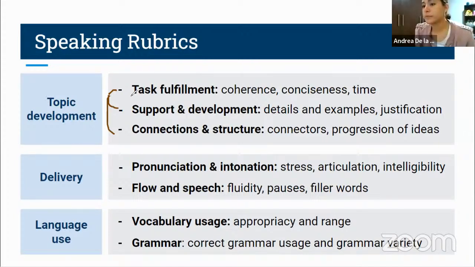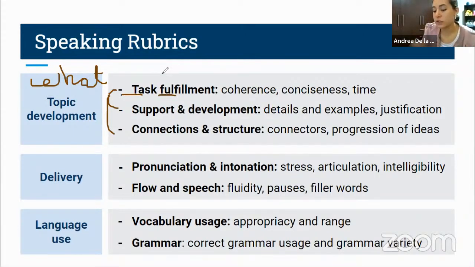Thank you so much, Luis. So topic development basically refers to what you say. So this is closely related to the content of your response. So for example, the first thing that they want, obviously, is for you to fulfill the task. That means for you to answer the question they are asking directly, coherently, that means that it has to make sense, concisely, so you're not going over the same ideas once and twice and three times and over again, and that you use the time that you have proportionately.